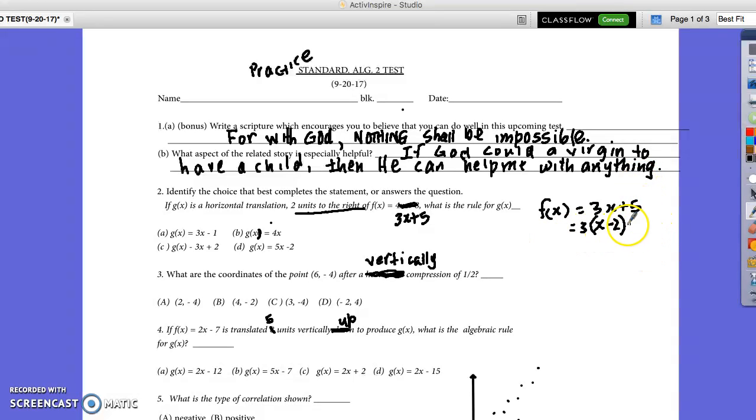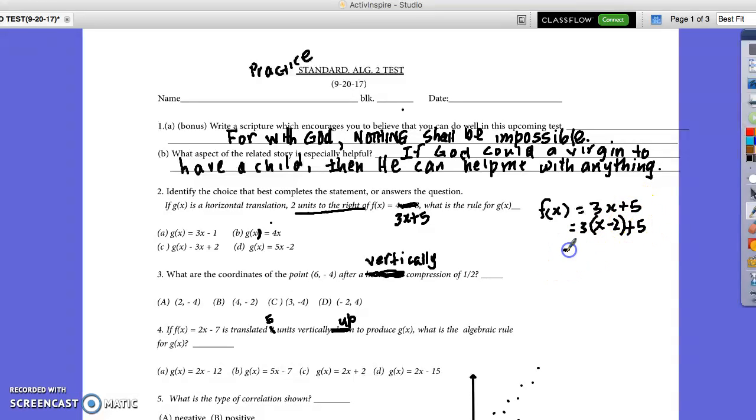Up or down, we don't put it in parentheses. Right or left, we put it in parentheses, and we make it opposite of what you think. You would think to the right would be plus, right? No, it's going to be minus. And then we have a plus 5 here, we put plus 5. Again, instead of x, we put x minus 2, and the 5 stays as is.